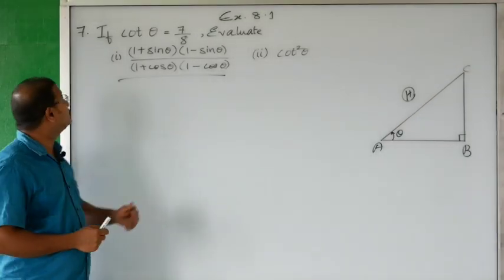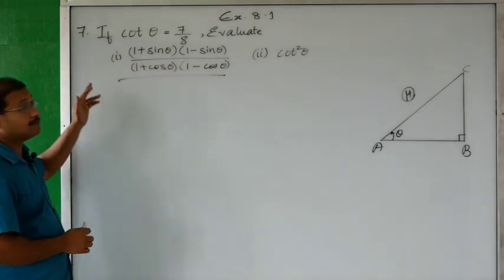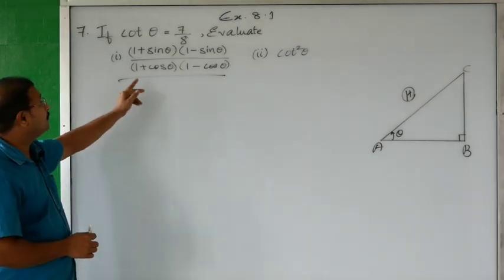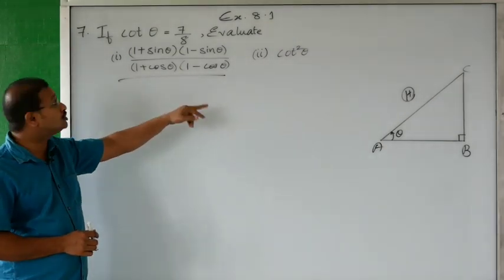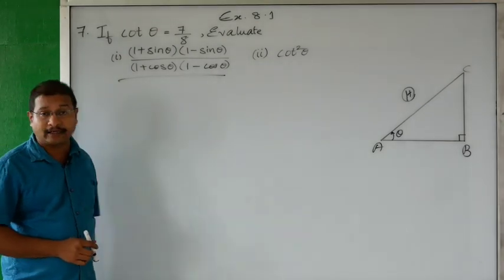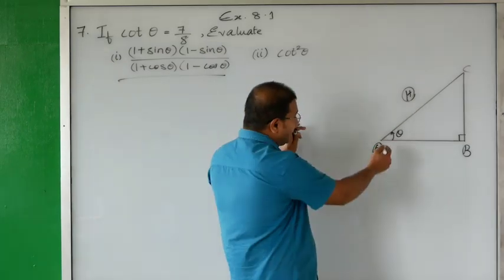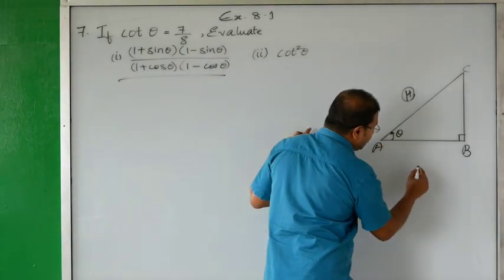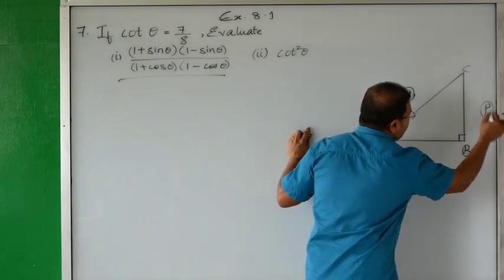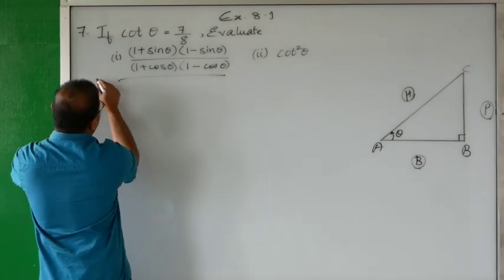Question number 7. If cot theta equals 7 by 8, evaluate first, 1 plus sin theta into 1 minus sin theta by 1 plus cos theta into 1 minus cos theta, second, cot square theta. Need to keep this on triangle ABC, and we know that the longer side is called hypotenuse. The angle I took as A, then the nearby side is the base, and BC will be the perpendicular. Is it okay? Now, what is given here?